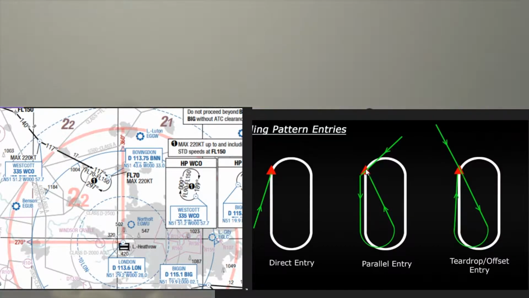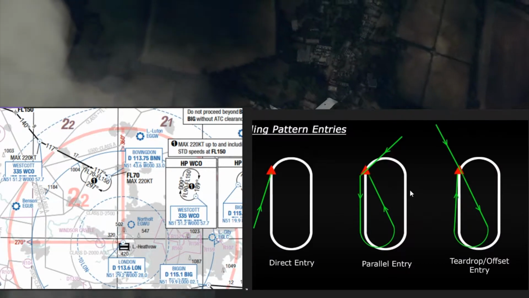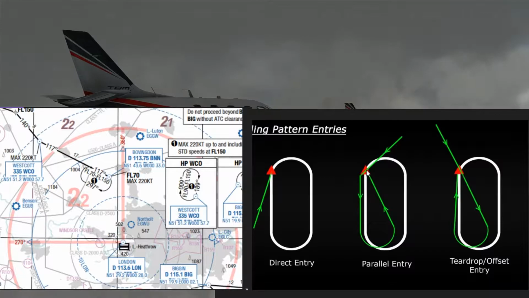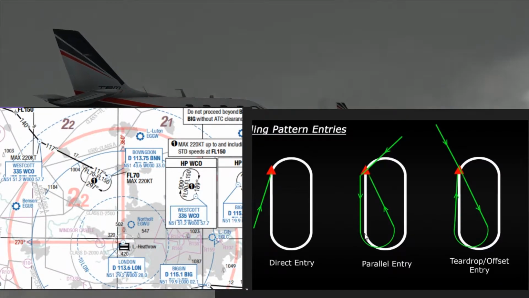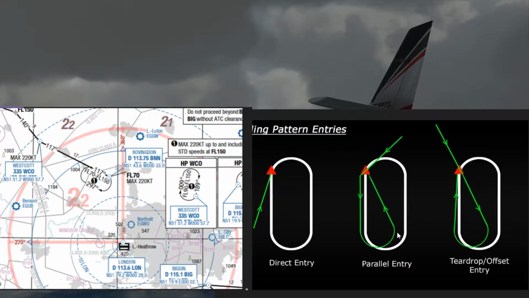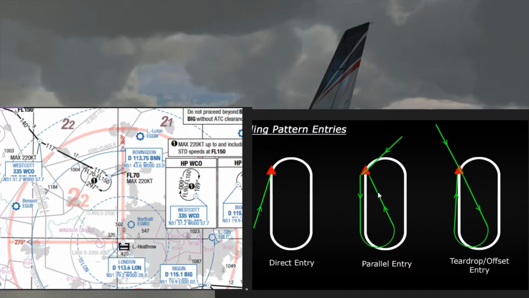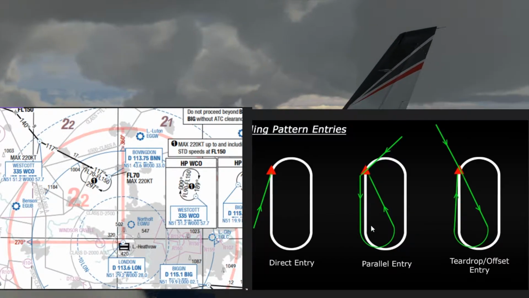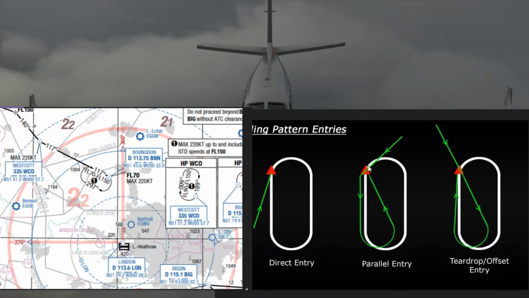So the reciprocal of your inbound leg. So you go on to what your outbound leg would be, but you just track. So you go overhead the VOR, track that outbound leg out for 1 minute, and then you do your rate 1 turn, come back around, and then you go straight at the VOR, and then you go outbound. So probably one of the more trickier entries to get perfectly.